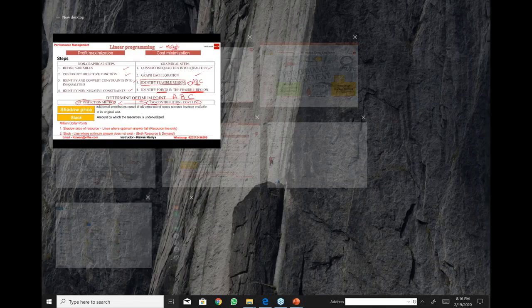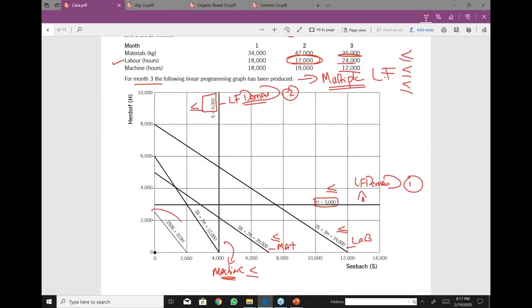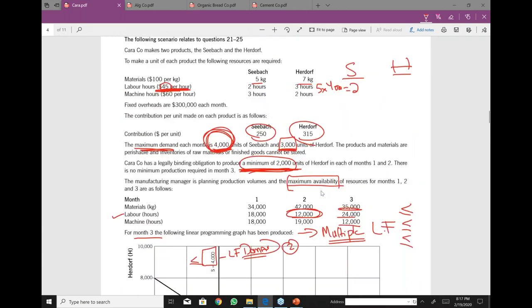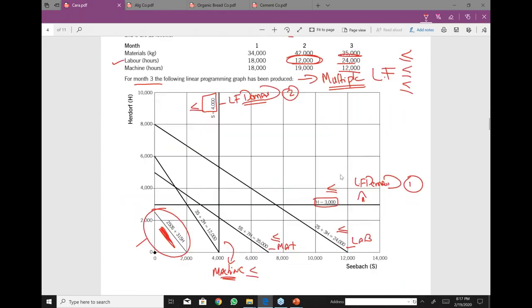Now in the original question, as you can see here, there is a line given here, and on this line it's written 250S and 315H. So these are basically the contributions that are given here, 250 and 315. So this is very much clear that these are the contributions, and this line is the ISO contribution line.